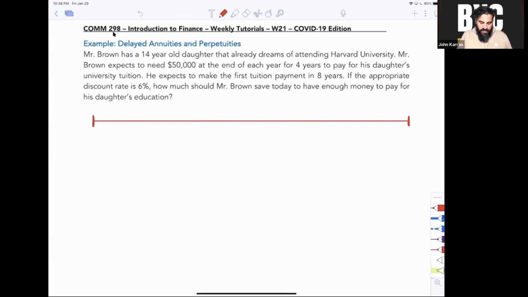So let's start drawing the timeline here. Today is here. 1, 2, 3, 4, 5, 6, 7, 8. He's going to make his first tuition payment here and then make 4 payments in total. So this is our timeline. Right here, 8, 9, 10, and 11. So it's an ordinary annuity. It's just starting in the future.